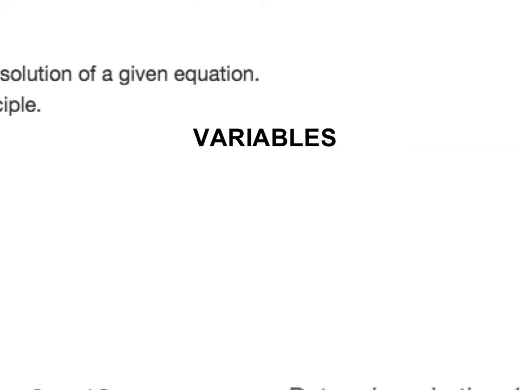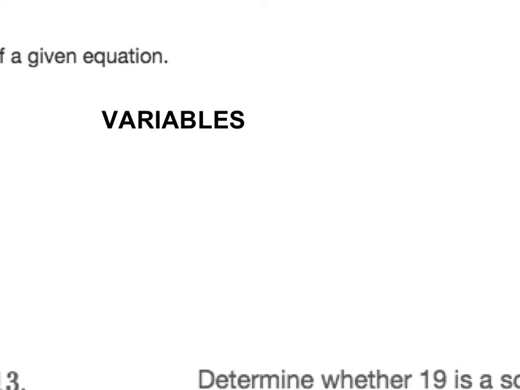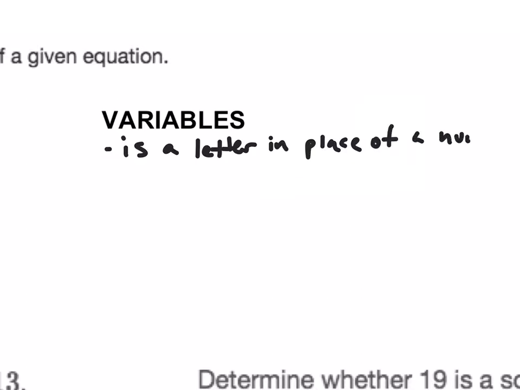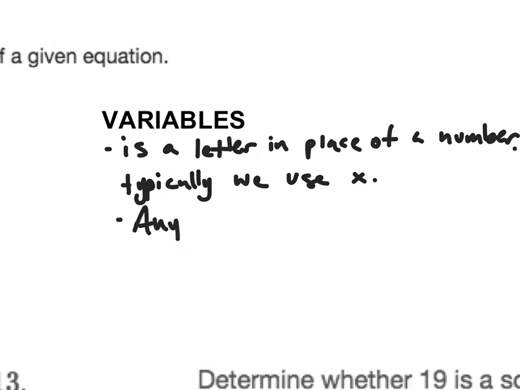We do need to talk about variables. A variable is a letter in place of a number. Typically we use x, but we can use any letter. It doesn't really matter, but that's what a variable is. A variable is a letter in place of a number.